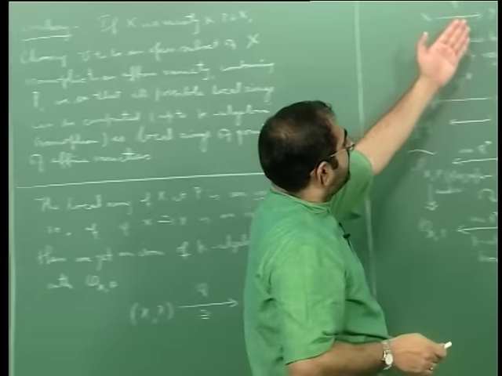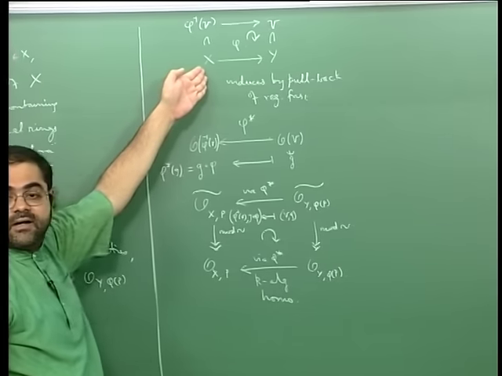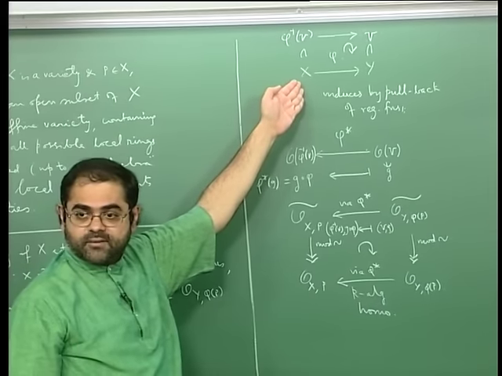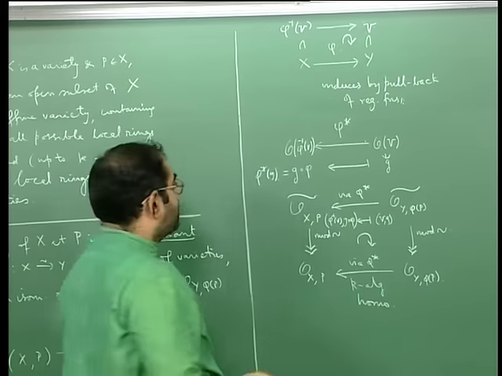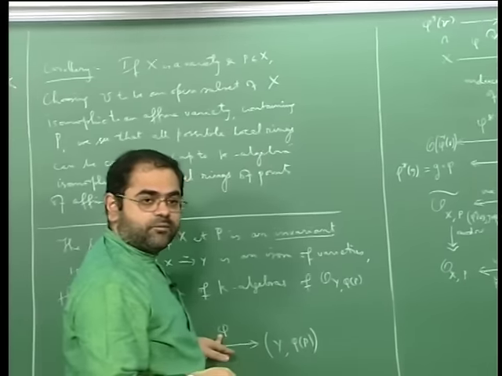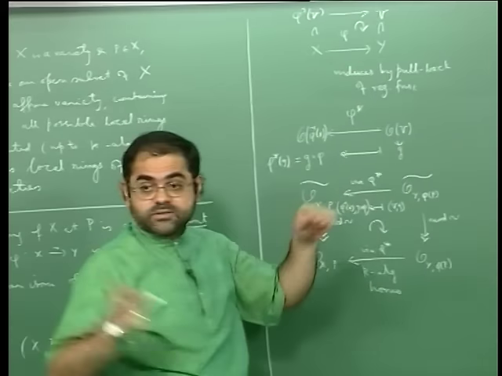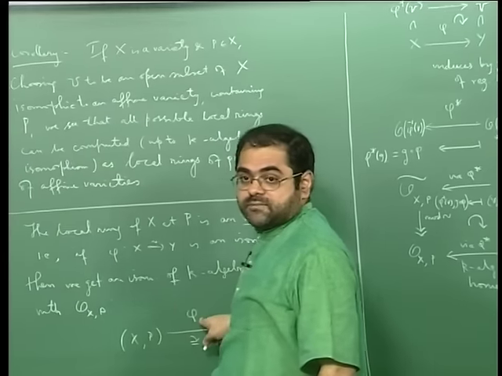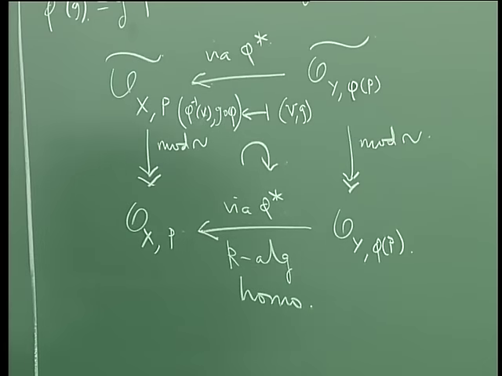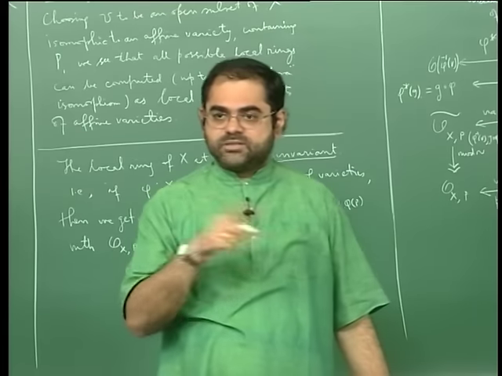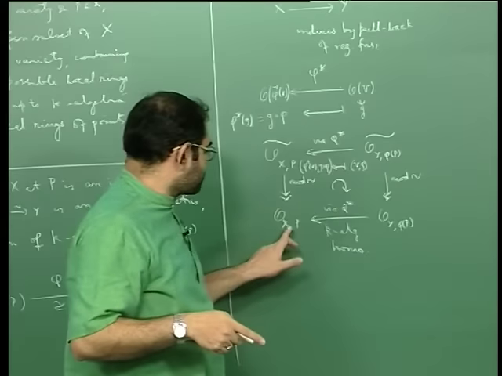So a regular function in a neighborhood of phi p, after composition with phi, is going to give you a regular function in a neighborhood of p, and therefore you are going to get a map on germs. But the point is that if phi is an isomorphism, then you also have a map in the other direction, and you can check that these two maps are inverses of each other. Whatever I have written here for phi, I can also write for phi inverse, so I will get a map like this, and then you can check that these two maps are inverses of each other, and therefore that will give you an isomorphism of this with this.